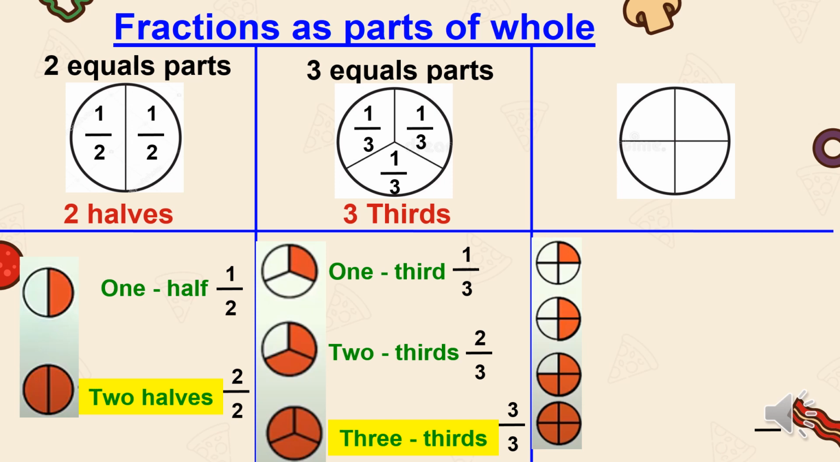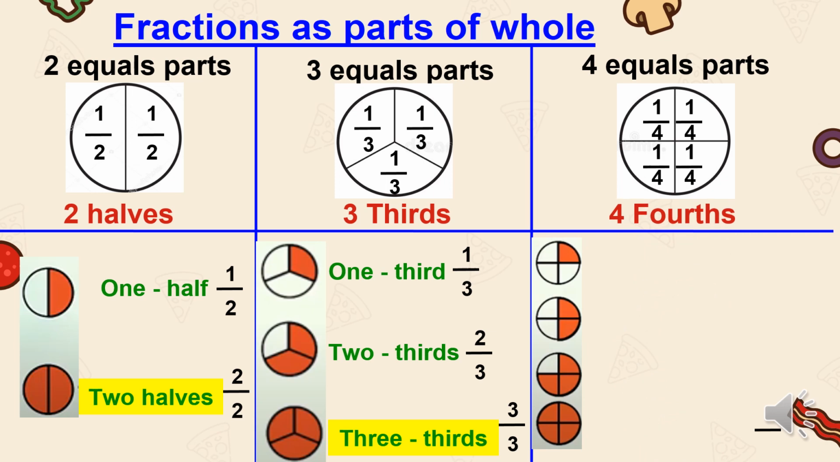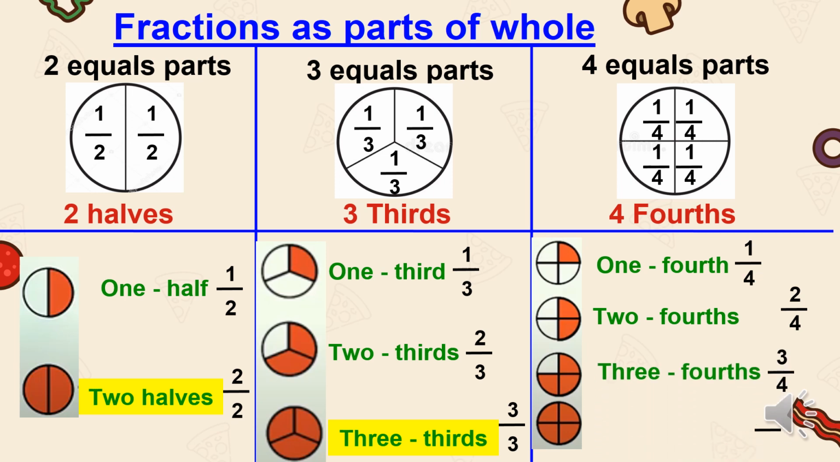When we divide the last circle into 4 equal parts, each part will be 1/4. So the circle has 4/4. So in the first one, the fraction will be 1/4, or we can say 1 over 4. In the second circle, the fraction will be 2/4, or we can say 2 over 4. In the third, the fraction will be 3/4, or we can say 3 over 4.